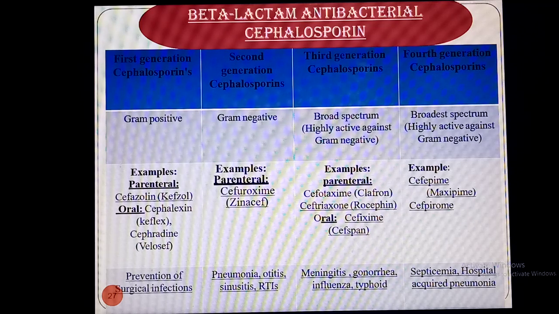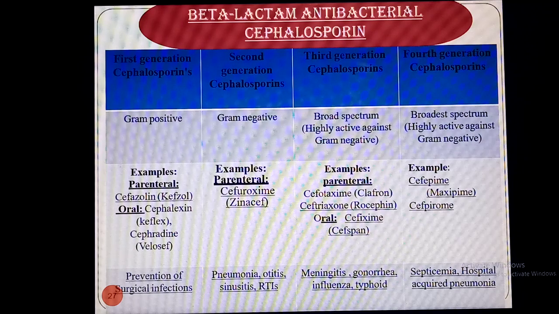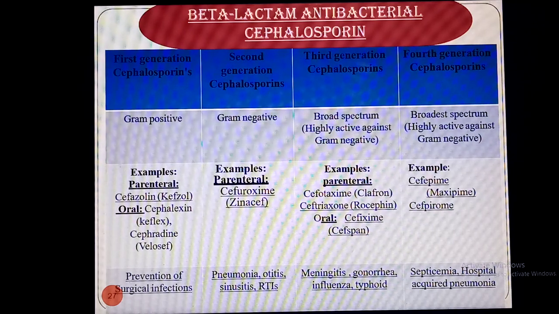So it means that as we increase the generation, the activity of that antibiotic will increase, meaning the gram negative, bactericidal activity increases from first generation to fourth generation, while the bacteriostatic, or narrow spectrum, activity increases from fourth generation to the first generation. So the first generation are effective against gram positive bacteria.